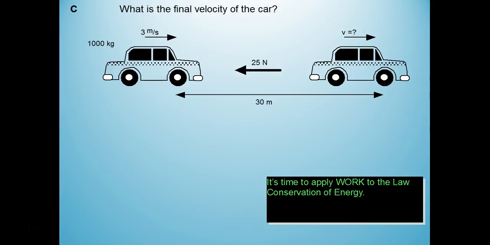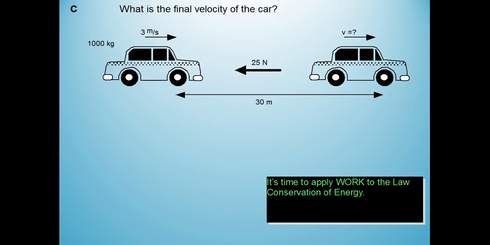Now, if the force is along the direction of motion or against the direction of motion, then we can say that work is equal to force times distance. And we will confine ourselves in this class to problems where the force is either parallel or anti-parallel to the direction of motion. So the work would be force times distance. Now, if the force is in the direction of motion, then we would call it a positive force. If it's against the direction of motion, we would call it a negative force.